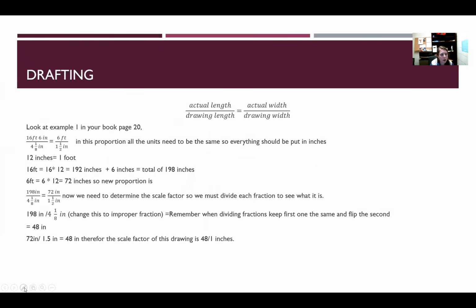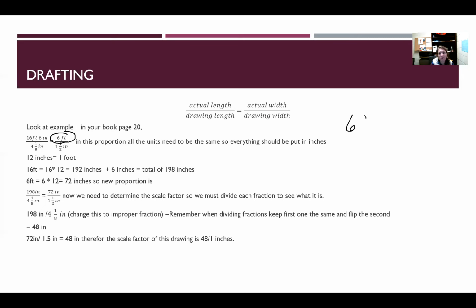All right, so let's look at this. You have your 16 feet 6 inches versus your 4 1/8 inch equals 6 feet over 1 1/2 inch. All the units need to be the same, so everything should be put into inches. Whenever you're looking at a proportion, you want the same units so you can compare apples to apples or oranges to oranges, right? If you have all of these in inches, then this one right here also needs to be in inches. So just remember, we know that 12 inches equals 1 foot.